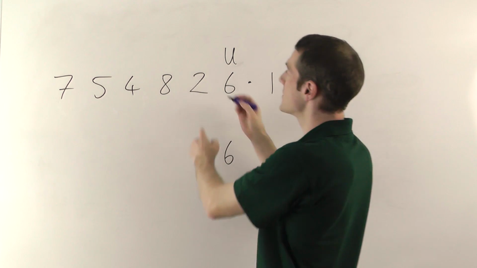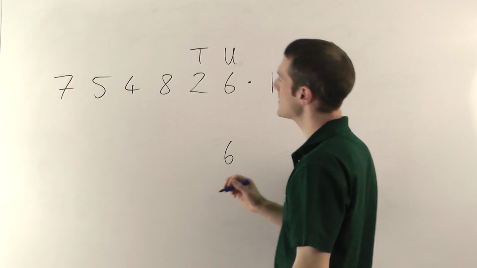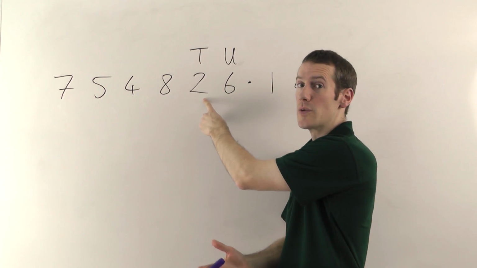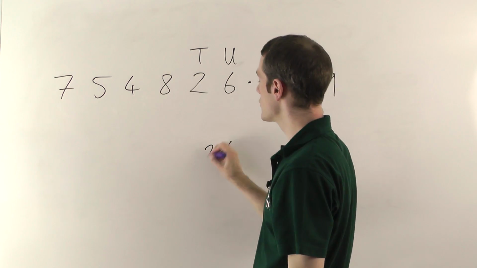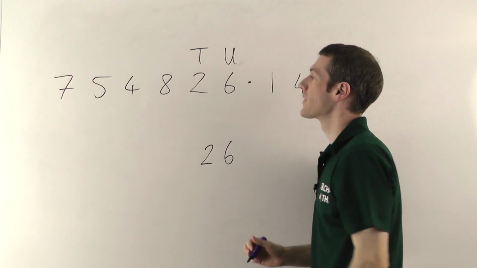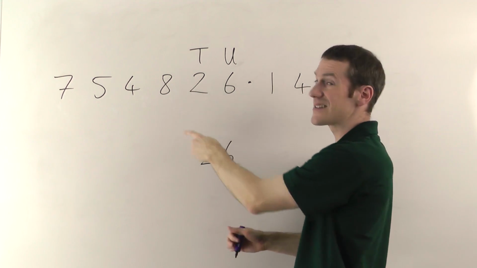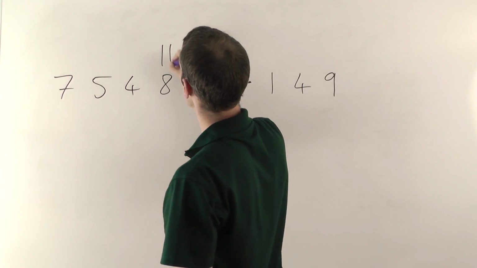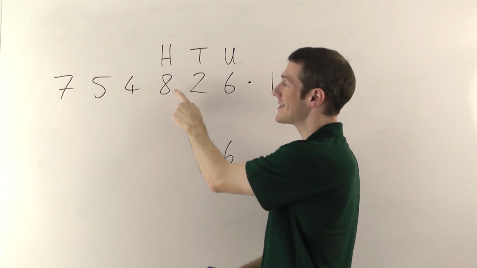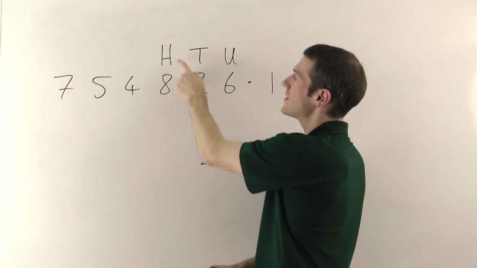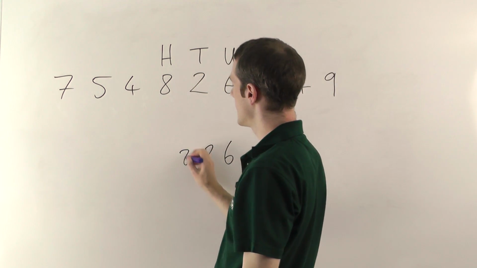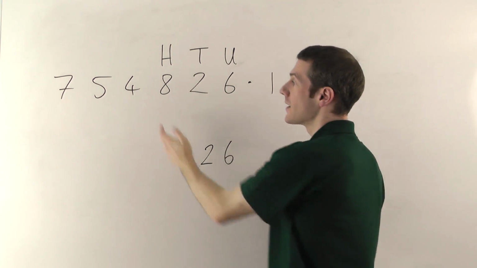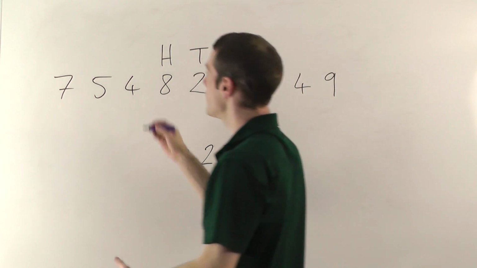The next column along is your tens, capital T for tens. That's not a 2, it's 2 tens, so this is a 20. Yep, it makes 26. The next column along is the hundreds column. Again, this is not an 8, it's 800. 8 hundreds, 2 tens, 6 units makes 826. The next column along is the thousands column.